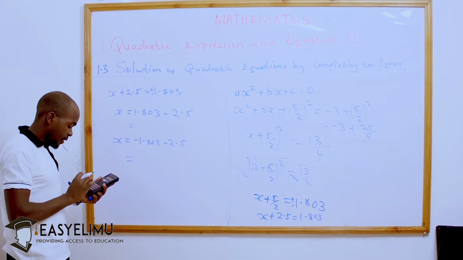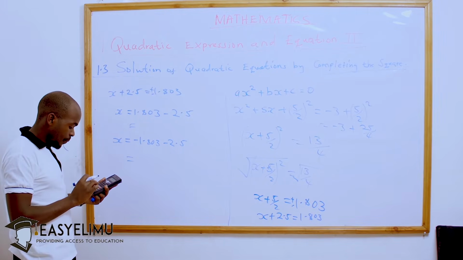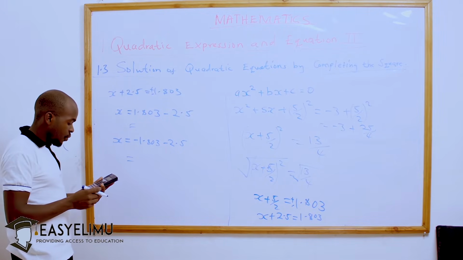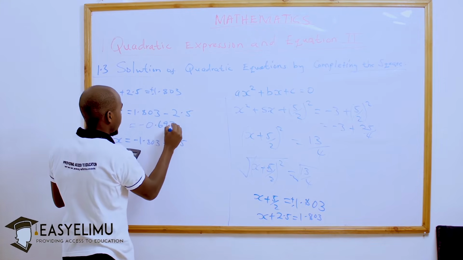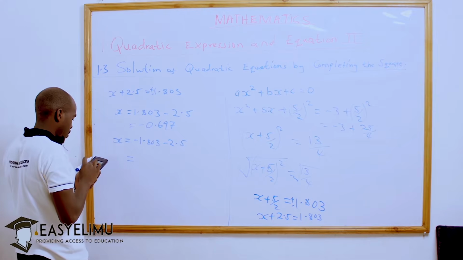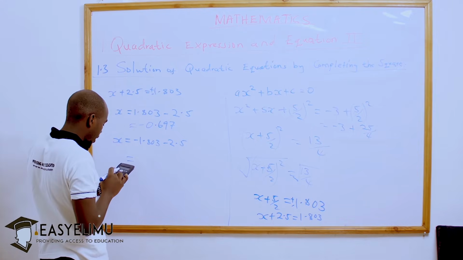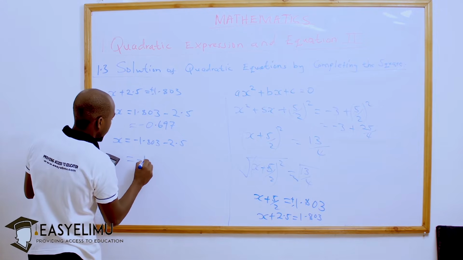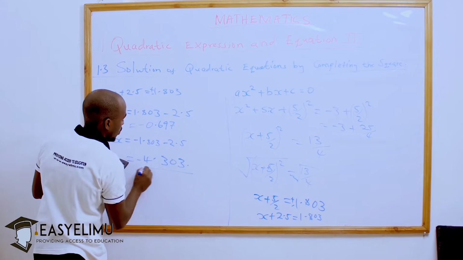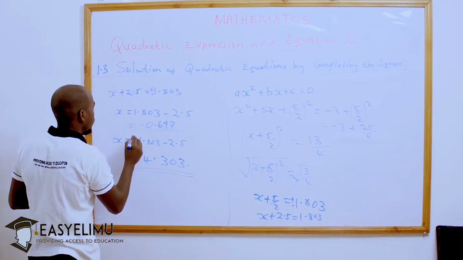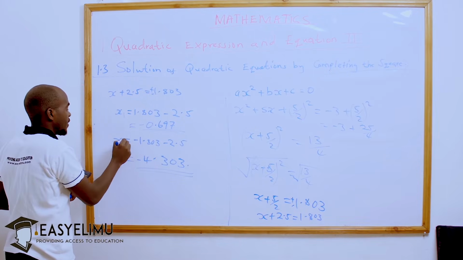So if we do that, for the first case, we are going to have negative 0.697. And for the second case, we are going to have negative 4.303. All of these are values of x.